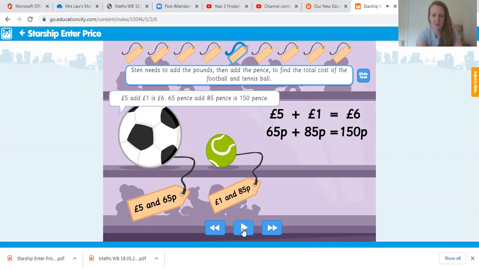I'm just going to stop the screen there, children. So the way that they've added it up here is they've done the pounds first, and then they've done the pence, and then they've put it together like we did yesterday. But I do want to show you another way that you can do that.